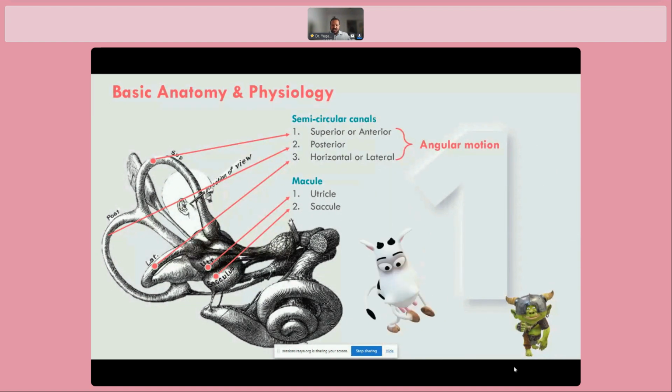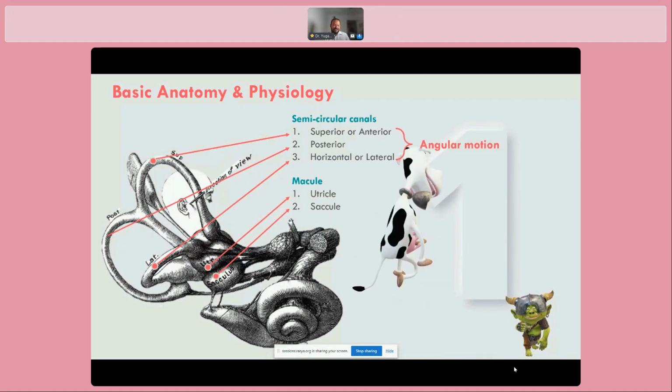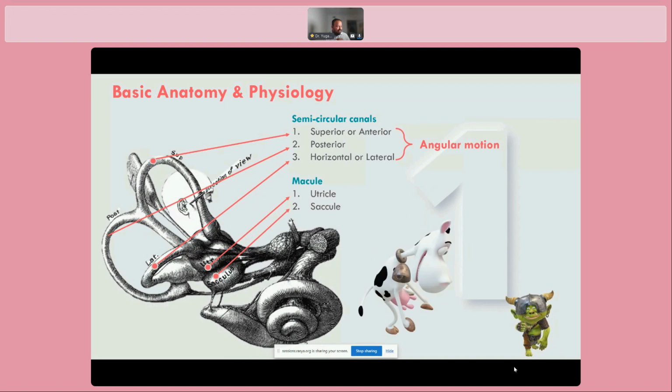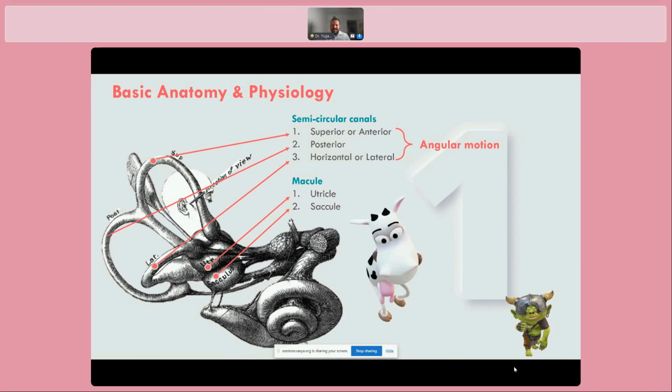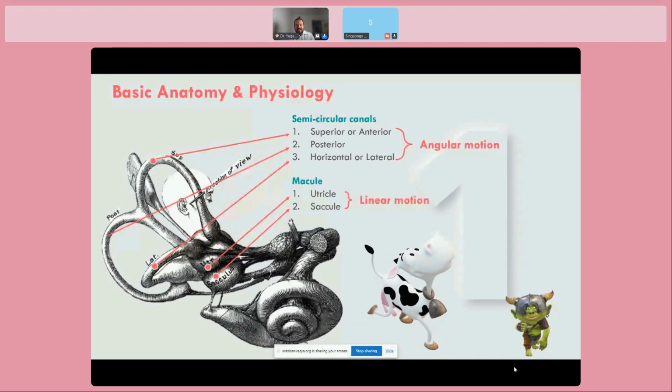As we can see, this tiny cow is actually dancing. So when we dance, not just the cow, right? Even when I dance, or you dance, the majority of the motions are angular motions. Like you're rotating, you run, jog, anything is angular motion. So that is being detected by the semicircular canals. Then the second one is otolith organs, maculae, utricle and saccule, which detect linear motions.